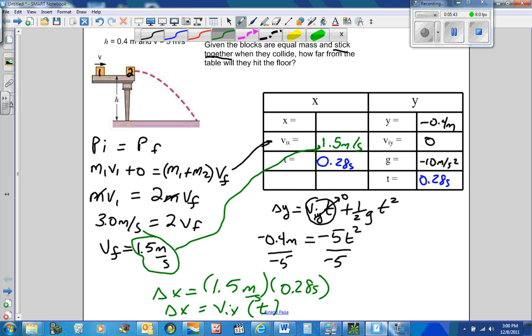Stock market closed. All right, so if I just multiply those two numbers together, I'm going to get how far it hits. 1.5 times 0.28 gives me 0.42 meters. So 0.42 meters is my answer, and that's how far this little guy goes from here to here. It's 0.42 meters.